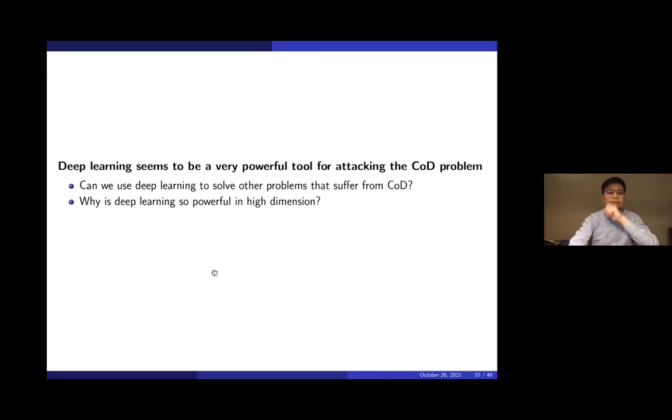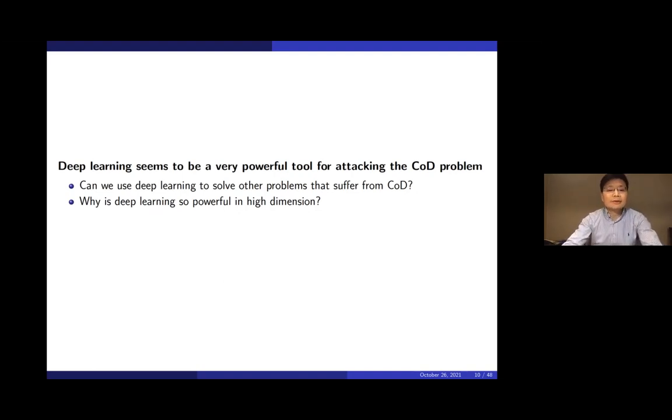Okay, now apparently it seems from the examples just illustrated, and there are many more examples, that deep learning can be a very powerful tool for attacking the COD problem. So naturally, we have two questions. First, can we use deep learning to solve other problems, not just problems in AI, but other problems, say the kind of problems that I just discussed? That's the first question. The second question would be, why is deep learning so powerful in high dimension?